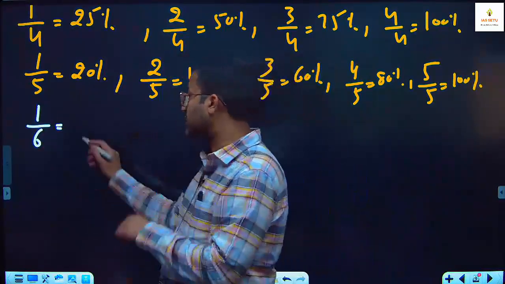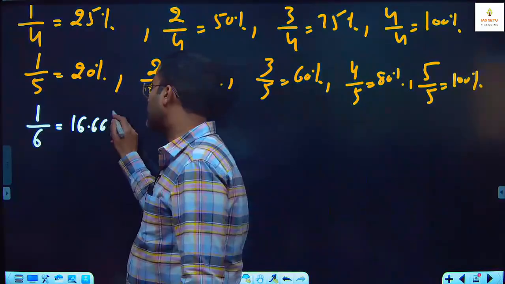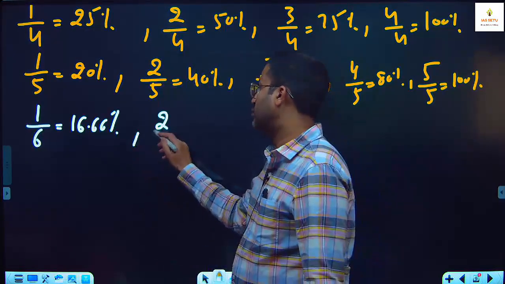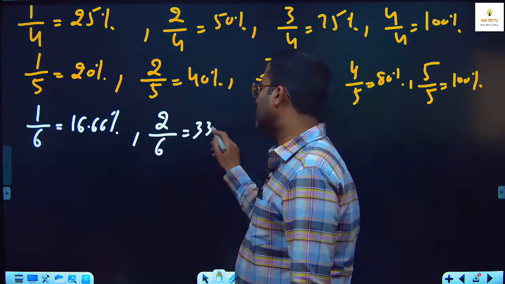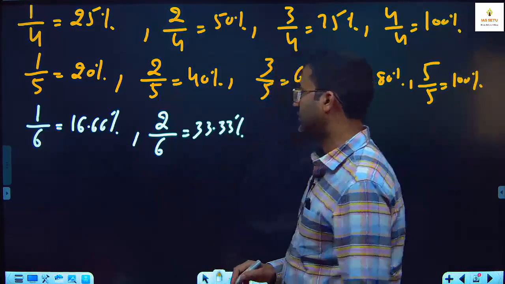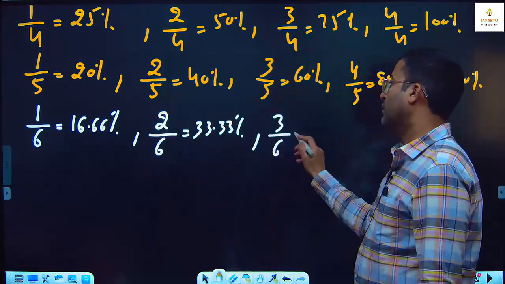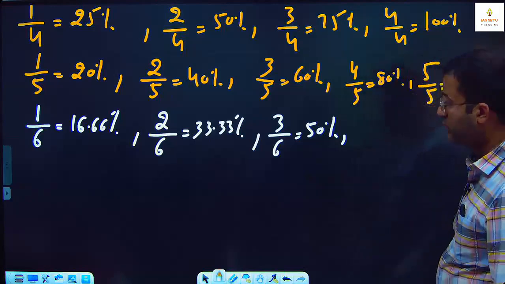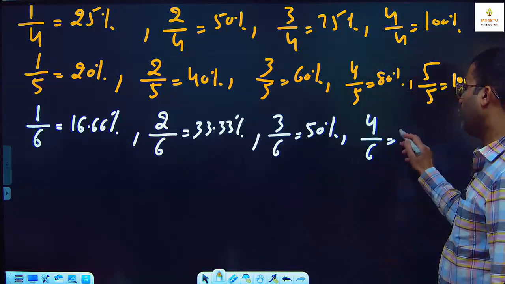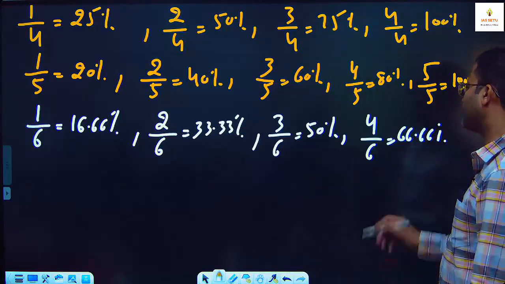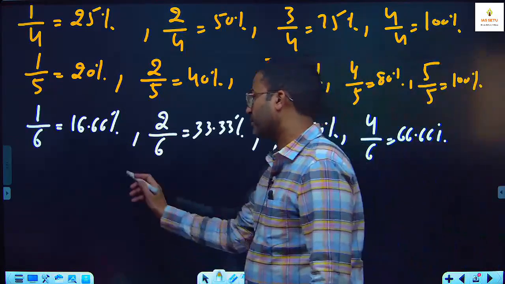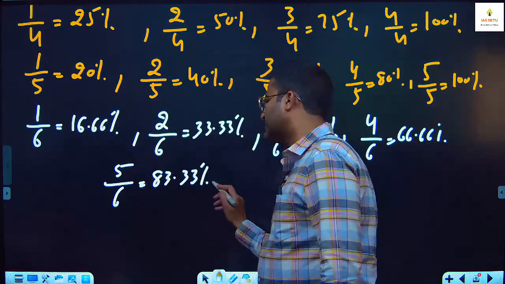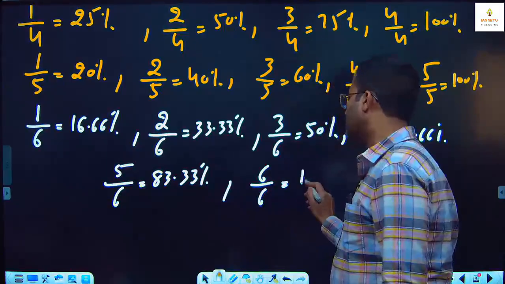1 by 6, 16.66%. 2 by 6, 33.33%. 3 by 6, 50%. 4 by 6, 66.66%. 5 by 6, 83.33%. 6 by 6, 100%.